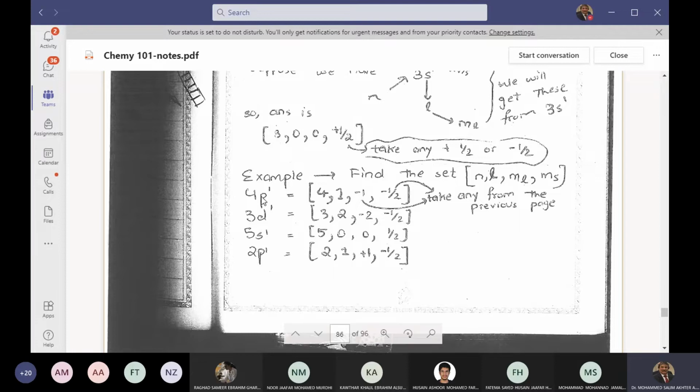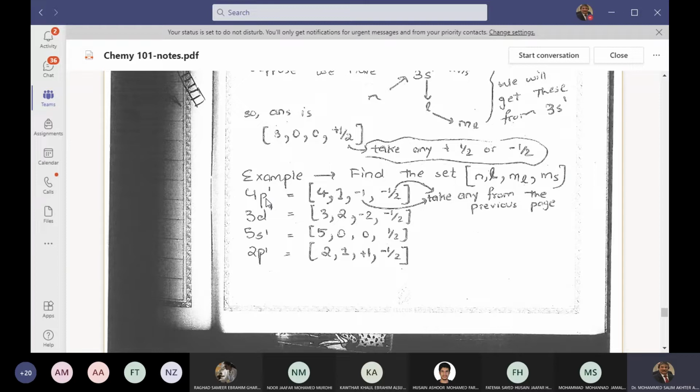My friend, 4p1. So the number 4 is here. L is equal to 1, and I have minus half or plus half. There was a concern that for P I have 3 boxes. 3 boxes means minus 1, 0, plus 1. So which value should I write? My friend, my beautiful people, you can write down any number you like. If you like minus 1, fine.